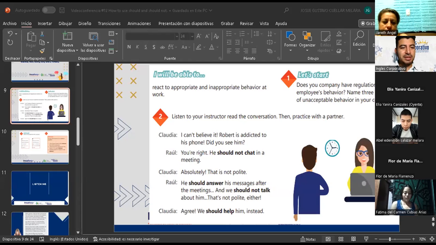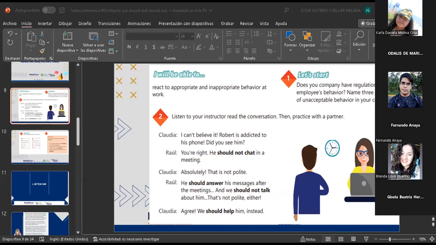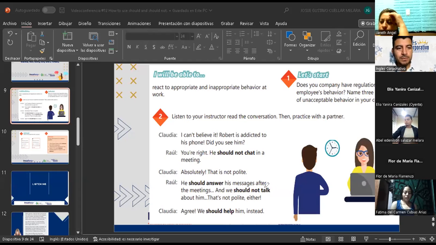Okay, what about Marvin and Mario? For example, don't use the uniform. Oh, yep. Don't use the uniform. That's part of the rules in the company. Good one. Mario and Flor.